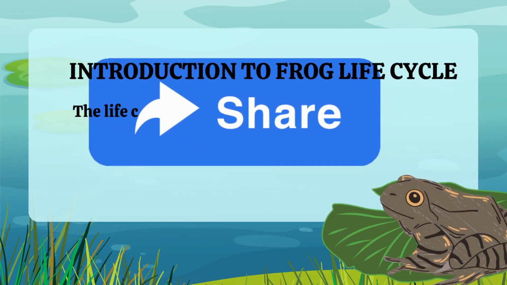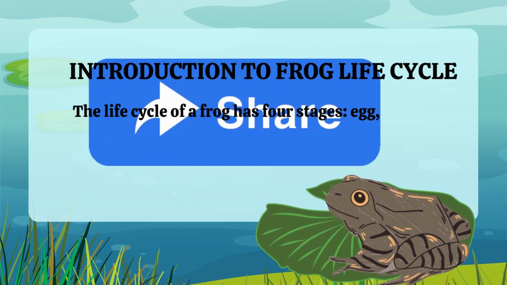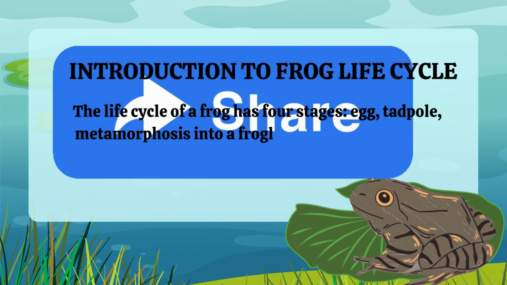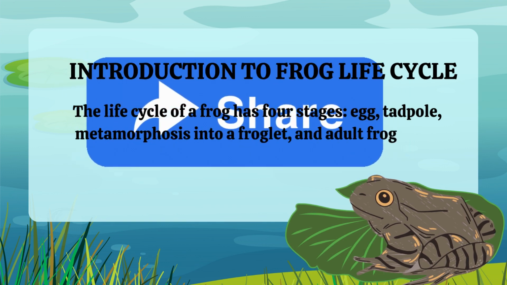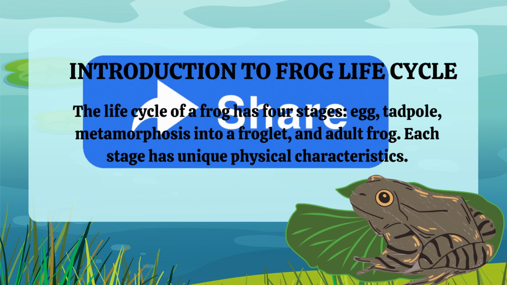Now, introduction to the frog life cycle. The life cycle of a frog has four stages: egg, tadpole, metamorphosis into a froglet, and adult frog. Each stage has unique physical characteristics, and we will discuss them one by one.